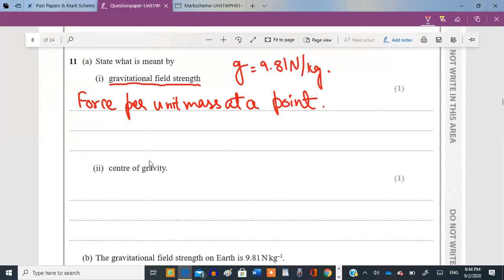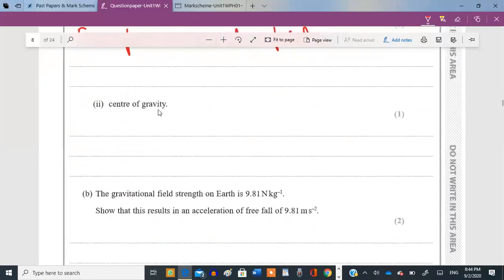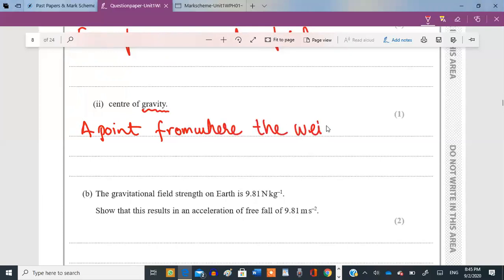After this, part 2 asks for the center of gravity. It is the point at which the mass of the object acts. A point where all the mass appears to be concentrated, or a point through which all the weight of an object is assumed to act. It is a point where the gravity appears to act. So the center of gravity is a point from where the weight of the object appears to act.